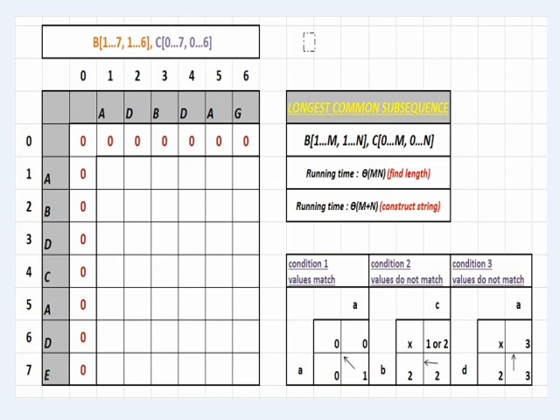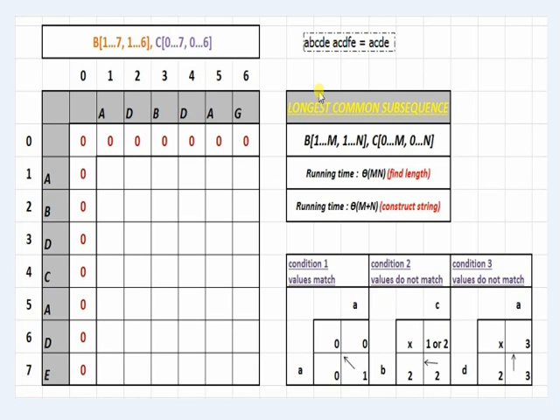We have two strings: the first one is A, B, C, D, E, and the other one is A, C, D, F, E. So now the longest common subsequence will be A, C, D and E.